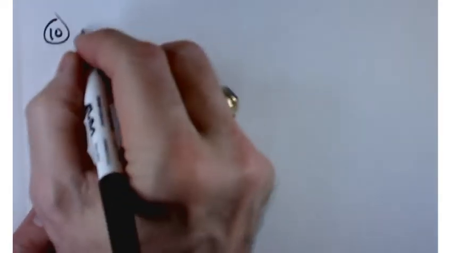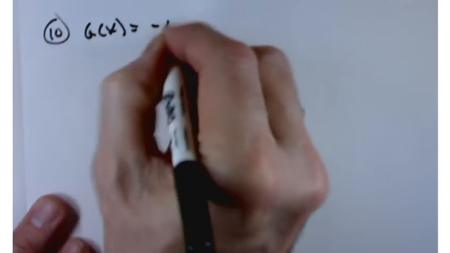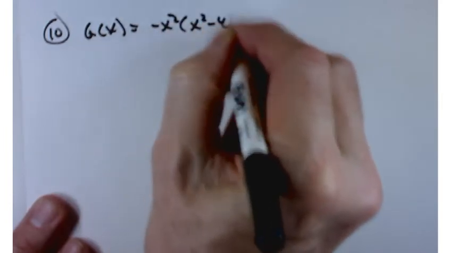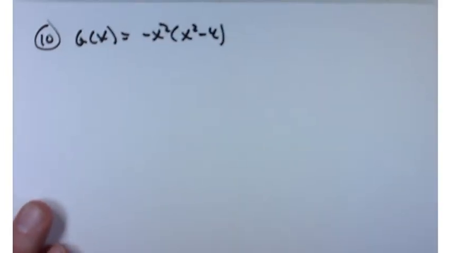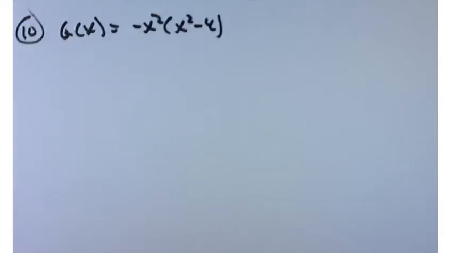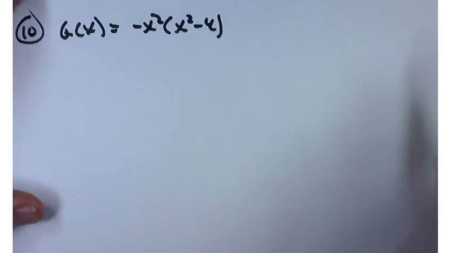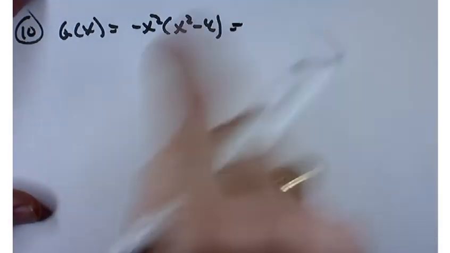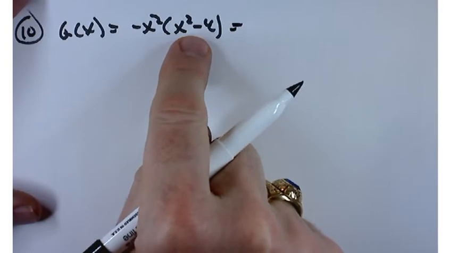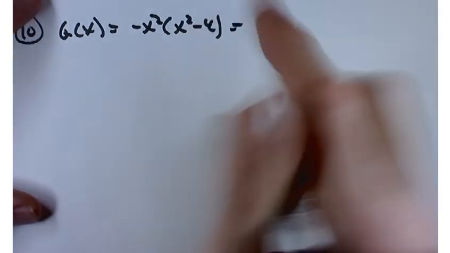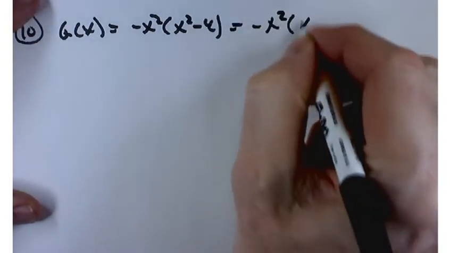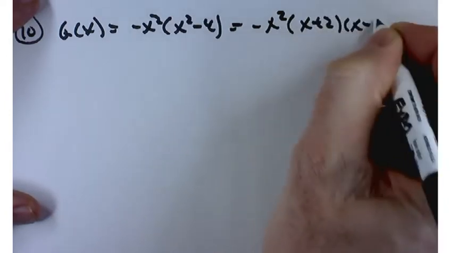Okay, problem number 10 gives us q of x is negative x squared times x squared minus 4. And they're also going to give us 4 graphs to pick amongst and decide what we think is what. So, okay, well, let's do this. Can we factor this any further? Thank you. x plus 2, and x minus 2.